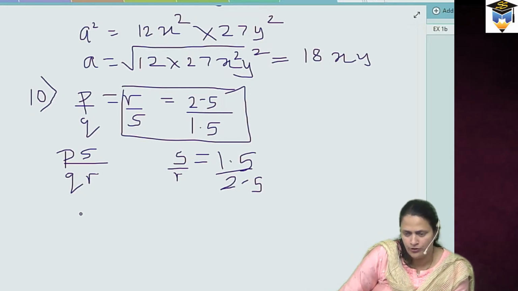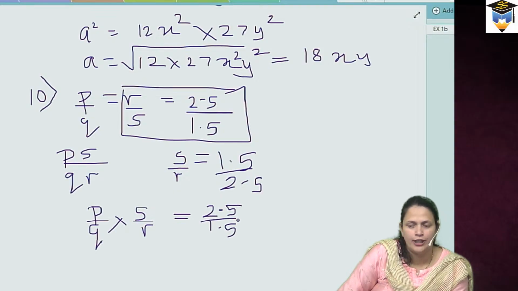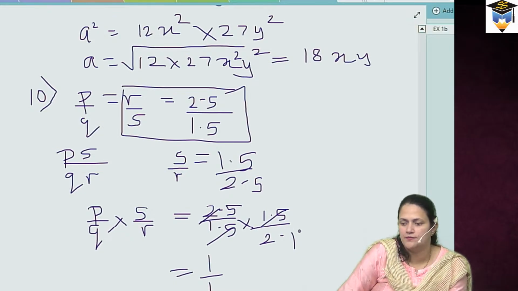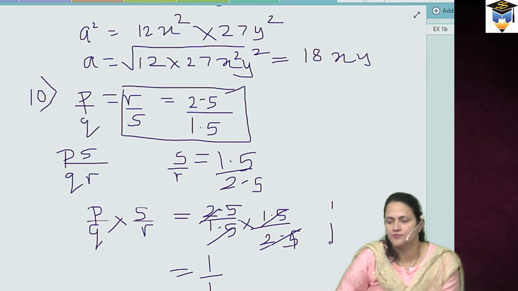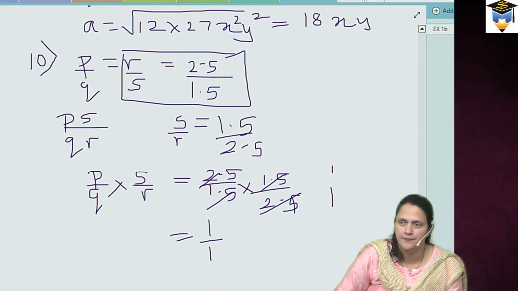So what I am going to do, we know the value of P by Q. Now we know the value of S by R. So that is equal to 2.5 upon 1.5 into 1.5 upon 2.5. Answer is 1 upon 1. So answer is 1 is to 1. Understood? Easy?